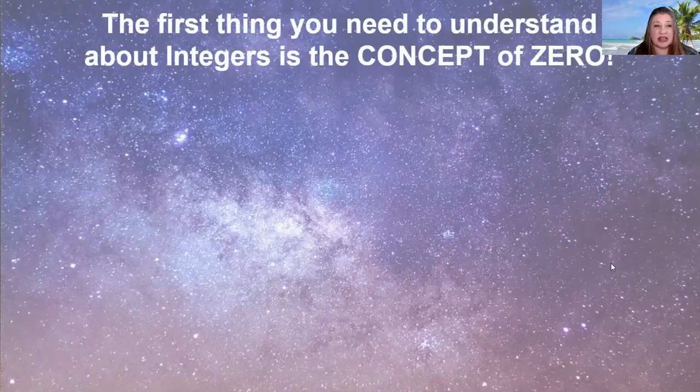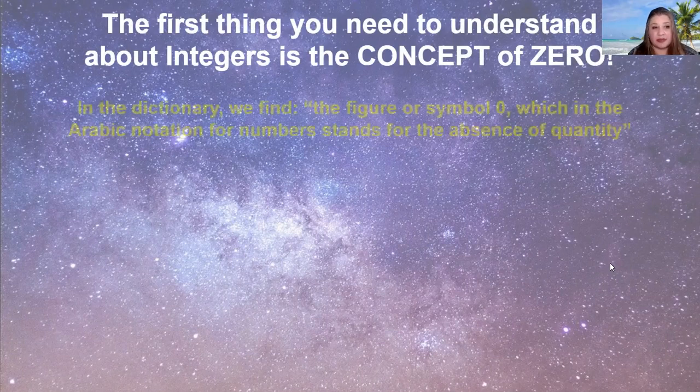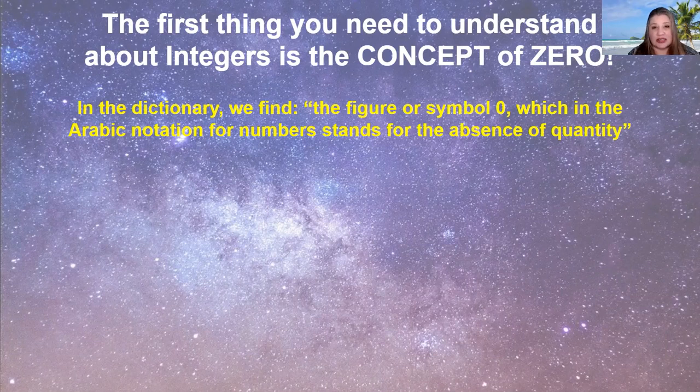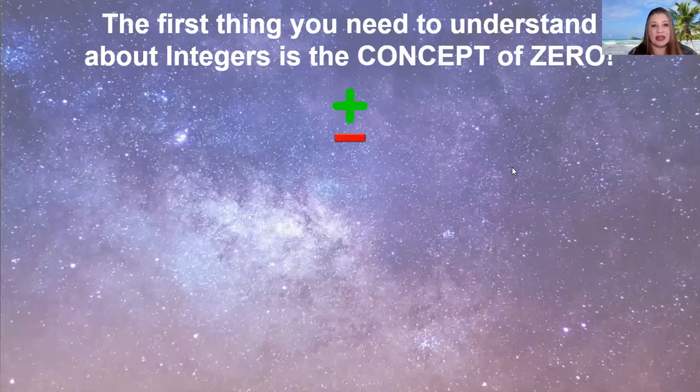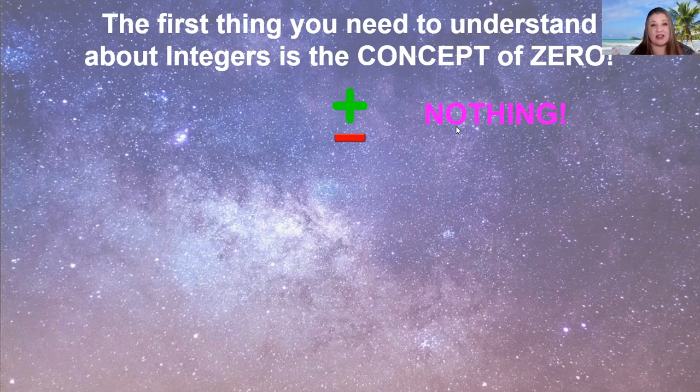So the first thing you need to understand about integers is the concept of zero. In the dictionary, we find the figure or symbol zero, which in the Arabic notation for numbers, stands for the absence of a quantity. So let's talk about what that means. If we have a quantity, we have something added, and then we take that thing away, essentially we have nothing. That's what zero means. It's the absence of quantity.